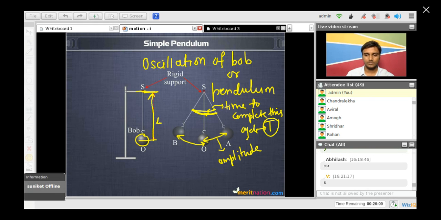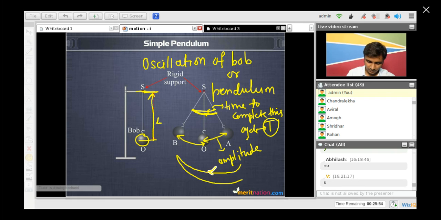So time taken from A to B and then B to A, that is called one cycle, and that time is called time period. From A to B, then B to A. At this position it is at its position once again, that is at position A. It starts from A, goes to B, then comes back to A. That is one cycle, right?